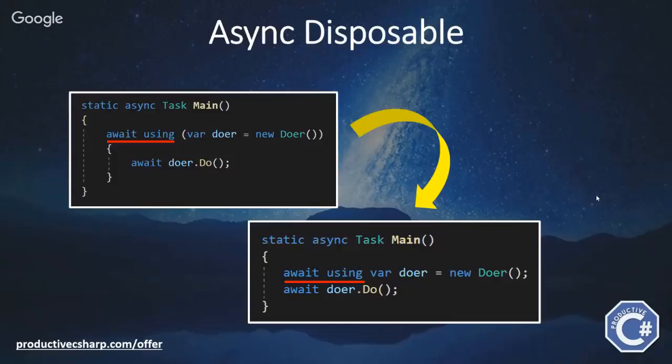Thanks for sharing, Steve. Yeah, so as I said, the using statement and the using declaration now support await. And when you do await using, the C# compiler will automatically generate code that calls the DisposeAsync method at the end of the method.